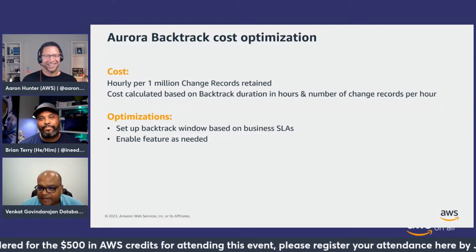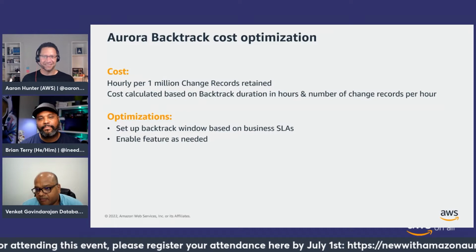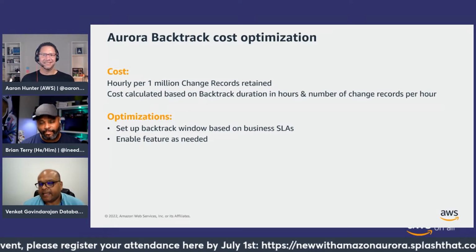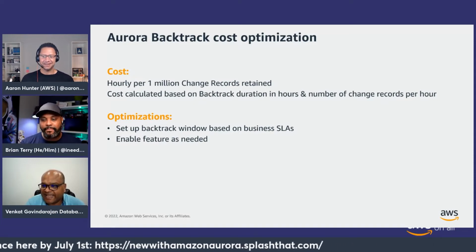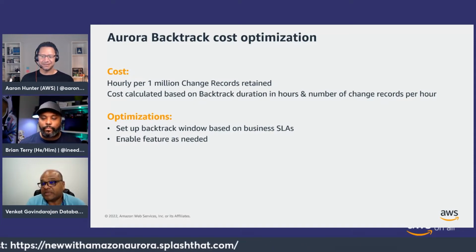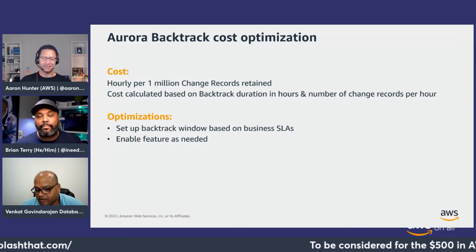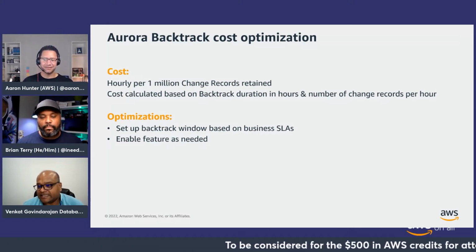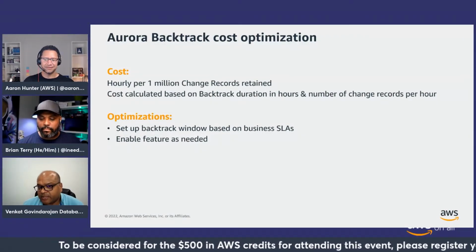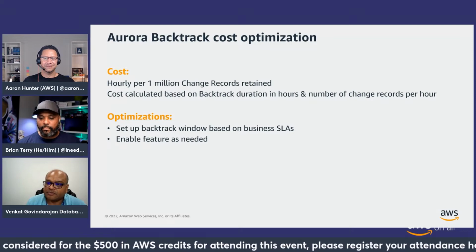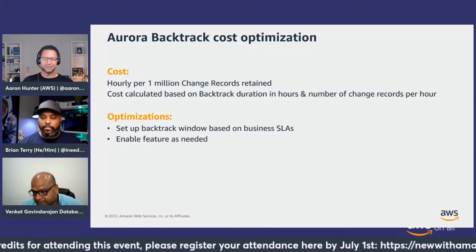So what is backtrack? We talked about the retention for 35 days. Backtrack is basically rewinding your database and going back to a state sometime in the past. If I dropped a table or did something which is not supposed to be done, and I want to get back to the state before that, it gets pushed to that date and time. That is what backtrack is.